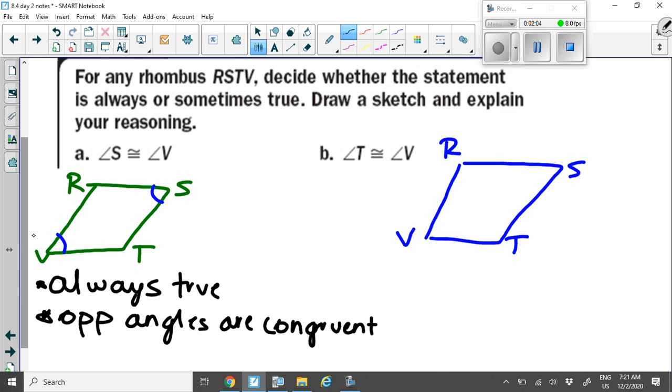Okay, now they're saying angle T is congruent to angle V. Now, can we say this is always true? Well, not really, because these are consecutive angles. They're right next to each other. Remember, consecutive angles add up to 180. So the only time that they would be congruent is if they were 90 degrees. So this could be sometimes true, and it's only true when angle V and T are 90 degrees, and that's when they would add up to that 180. So that's what we're going to put, sometimes true.